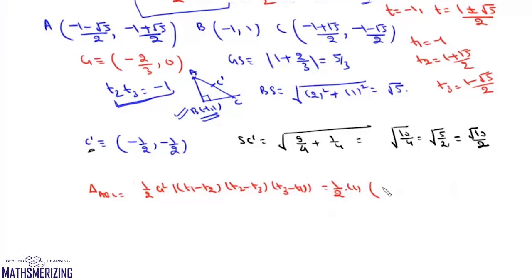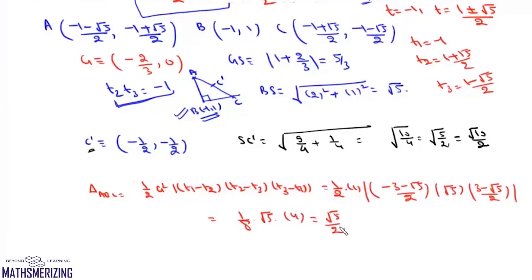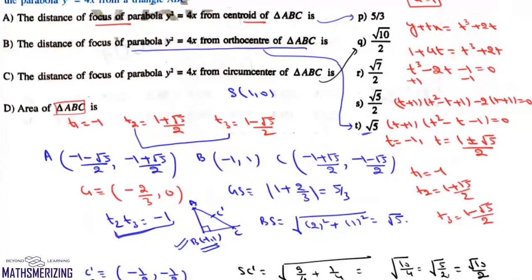minus 3 minus root 5 by 2, and then t2 minus t3. t2 minus t3 will be simply root 5 and then t3 minus t1. So it will be 3 minus root 5 by 2 and its absolute value. So it will be 1 by 8 and then root 5, and this is a plus b, a minus b. So there will be 9 minus 5. So it should be 4. So its area should be root 5 by 2. So area of triangle ABC is under root 5 by 2, and that's your option S.